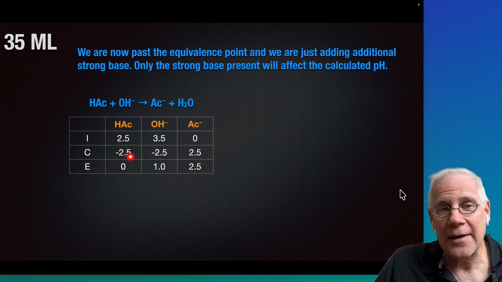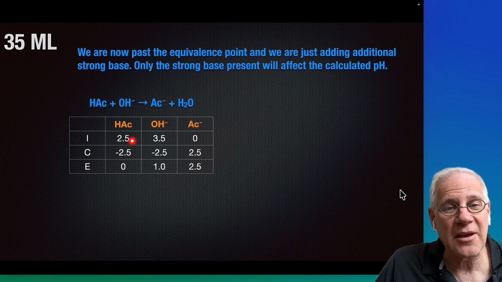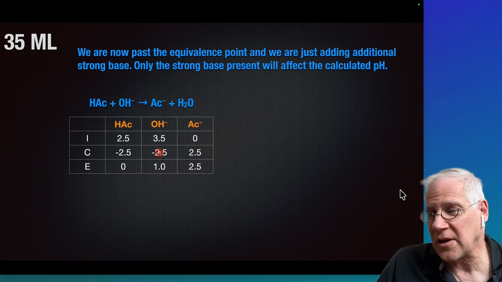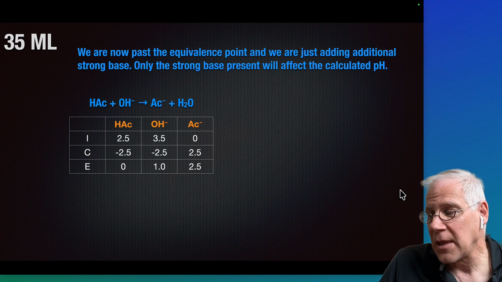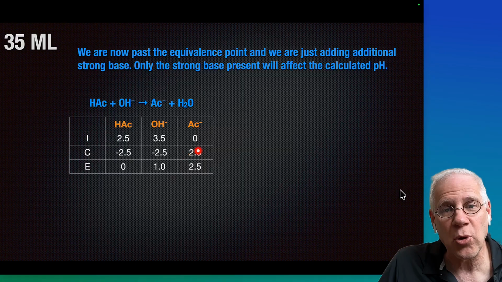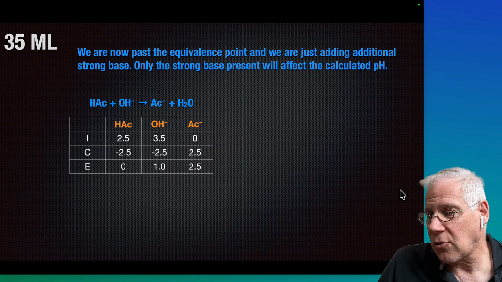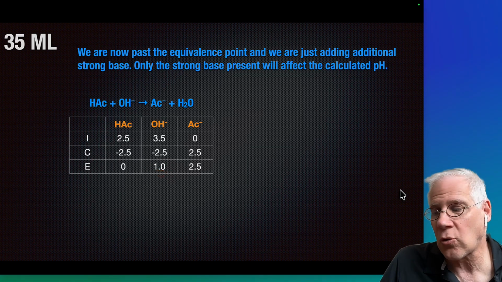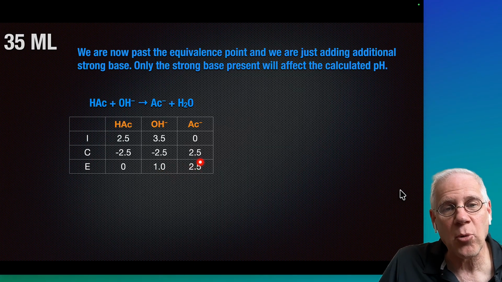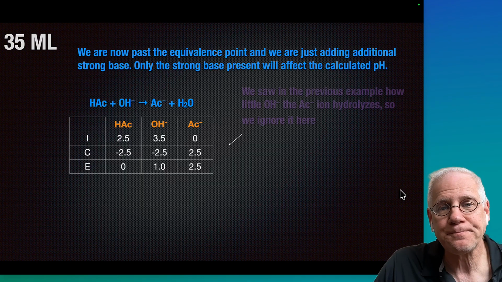Now our limiting reactant here becomes our acetic acid because it has the lowest value of anything being added. So we're going to lose all of the acetic acid. We're going to lose 2.5 of the hydroxide as well because it is still a 1-to-1 reaction. So they're going to lose the exact same amount, and I'm going to gain 2.5 millimoles of the acetate. So at the 35 milliliter point, I'm going to have 1 millimole of hydroxide left over, and we're going to have 2.5 millimoles of the acetate.